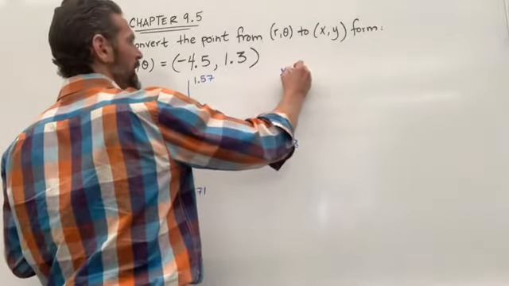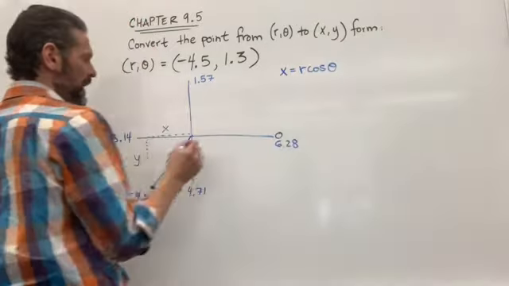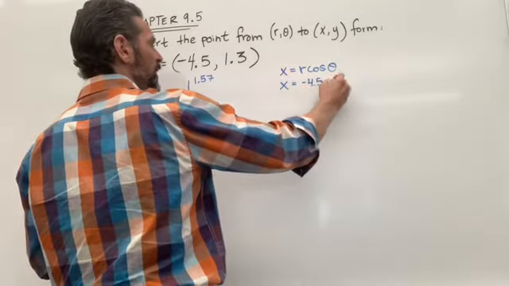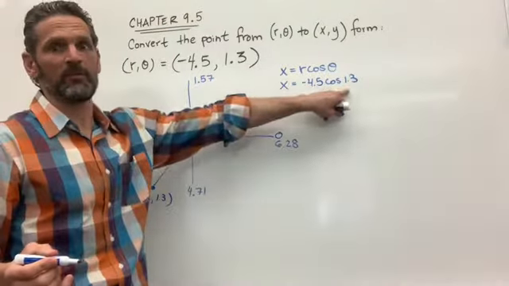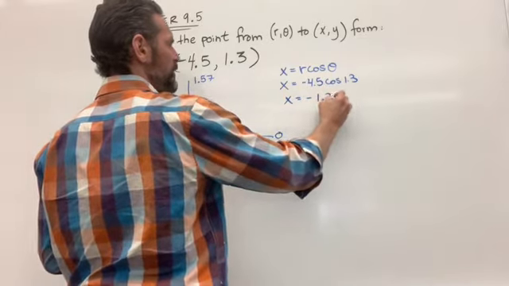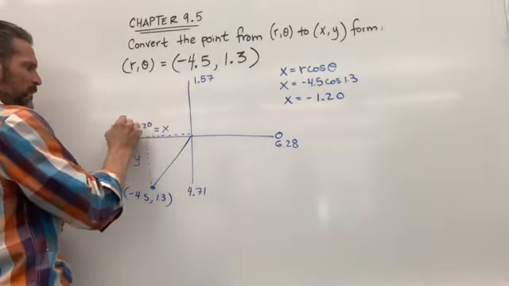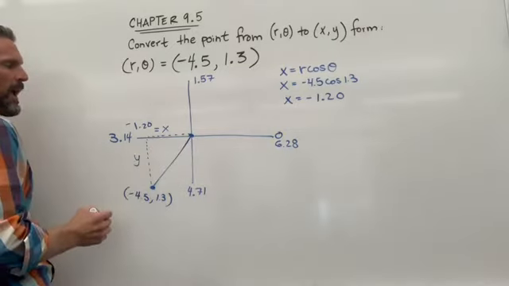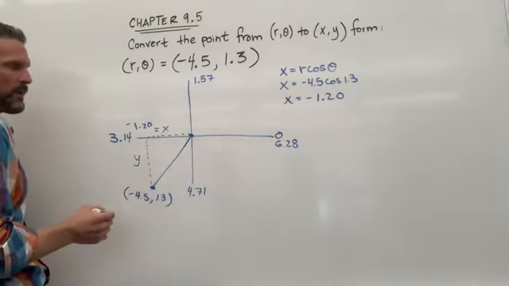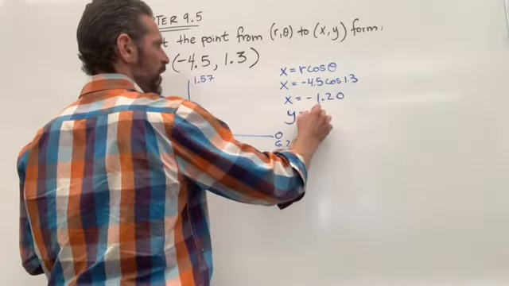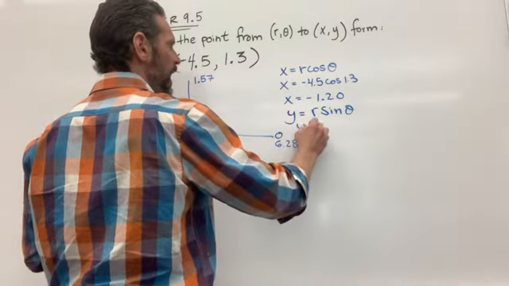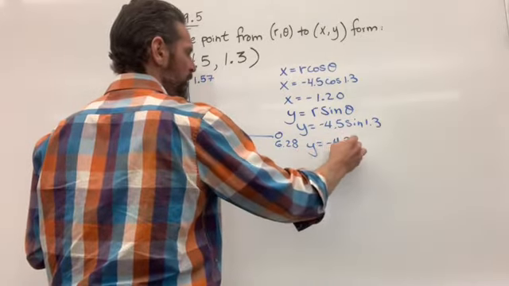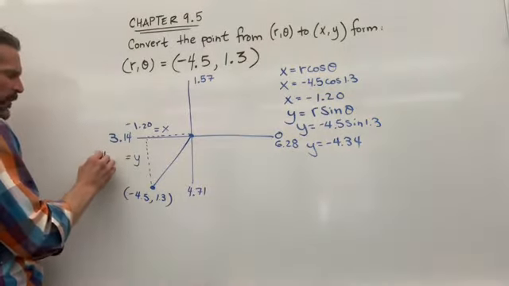So we know that x is r cosine theta, and we're expecting a negative. So make sure your calculator is in radians and do negative 4.5 cosine 1.3. Provided the angle is in radians, you'll get x is negative 1.20, which is what we were expecting. We see that from the origin, x is negative 1.20, and y is r sine theta, so y is negative 4.5 sine 1.3, so y would be negative 4.34 when we put that in our calculator.